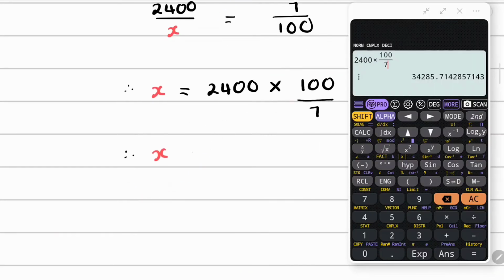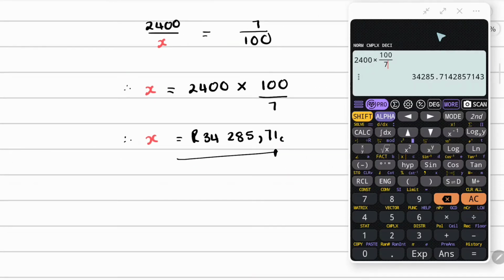And this is 34,285.71 cents. And that is the employee's total salary.